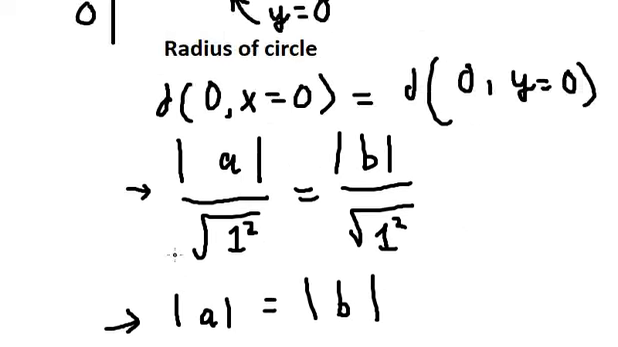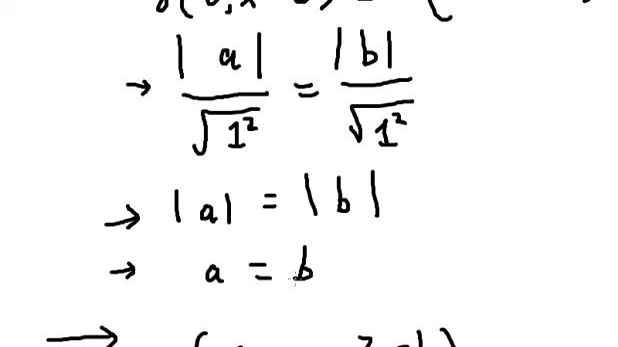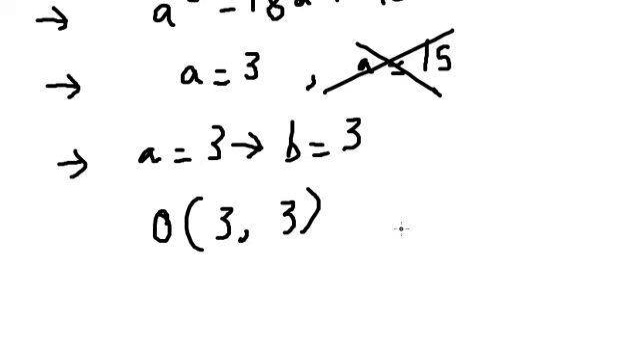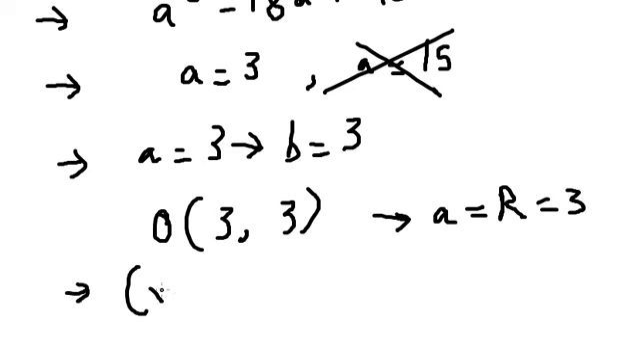And the next one, we know that a equals b. This one is a, and we know that a is the radius of the circle. And now we have the final answer in here.